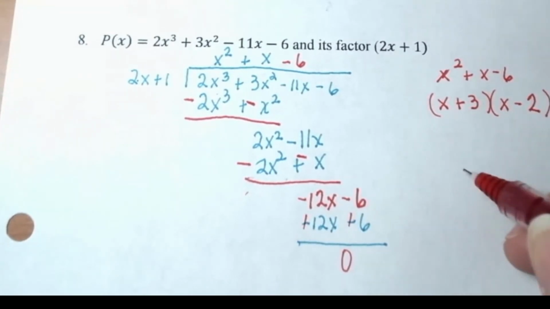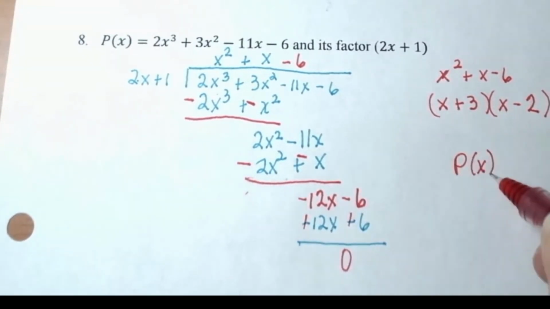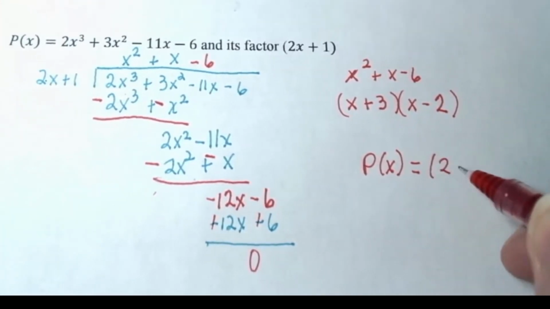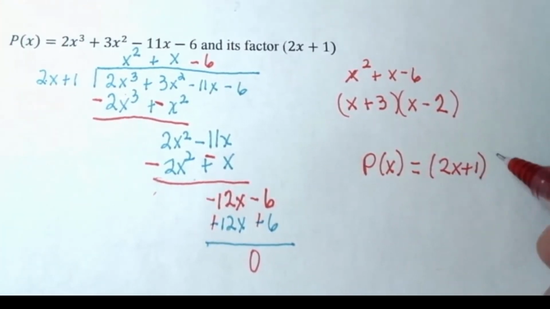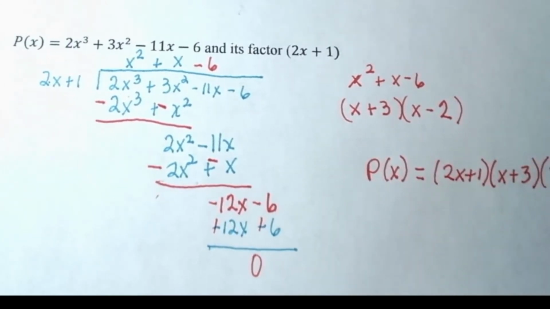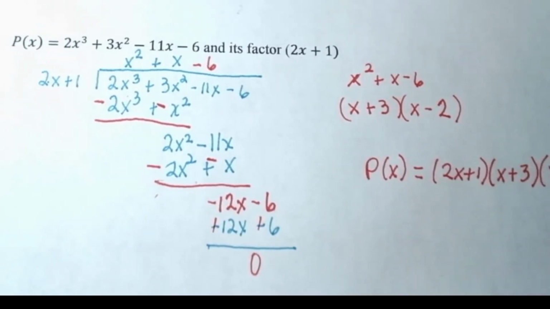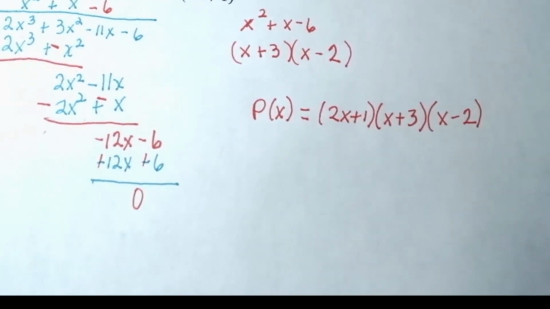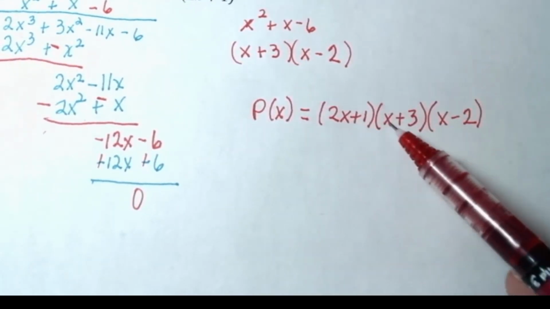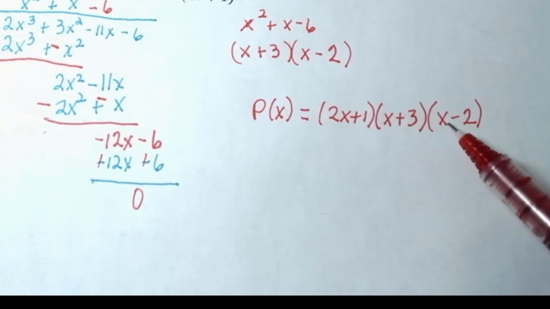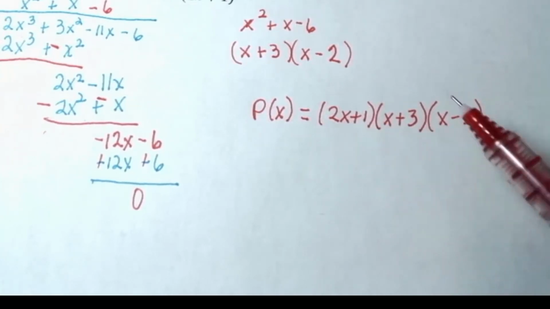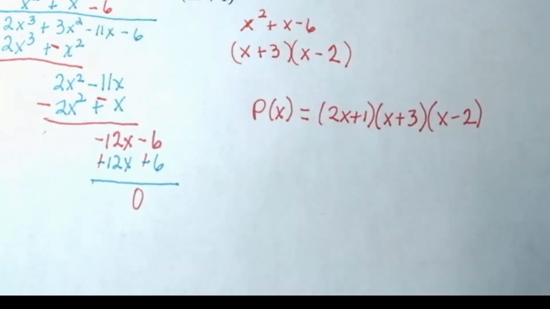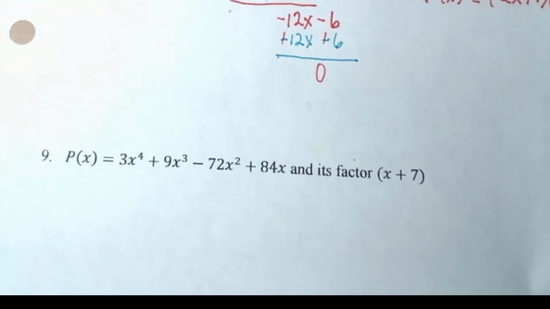And so now we know that our p of x in factored form will be 2x plus 1, that was given, times x plus 3 times x minus 2. By the way, do you know how to check your answers? Do you know that you can just FOIL these two and then FOIL it times this, take that answer times this and see if you get back your original? Okay. I'm not going to do that in this video, but you can do that. Okay. Here's the last one for the video.